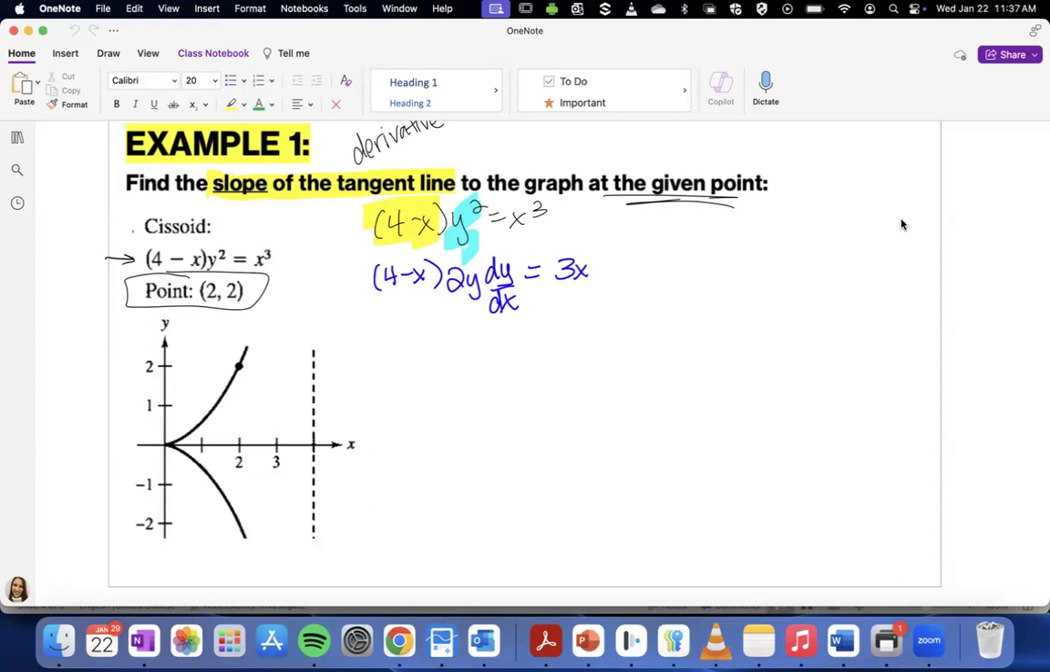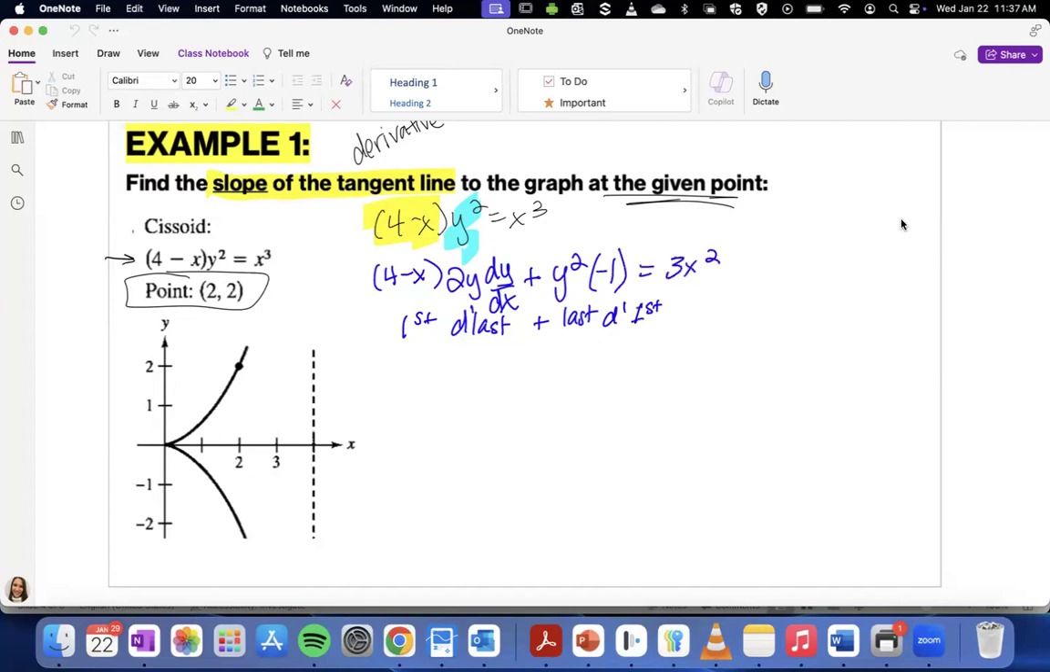Oh, I'm sorry. I just did first d last. So this is, sorry, first d last plus last d first. So plus y squared times the derivative of the first, which is -1. And we don't need a dy over dx because we differentiated x. So 3x squared. Okay, good.